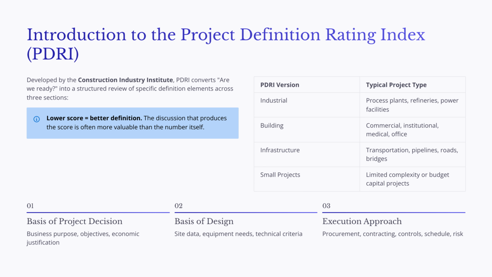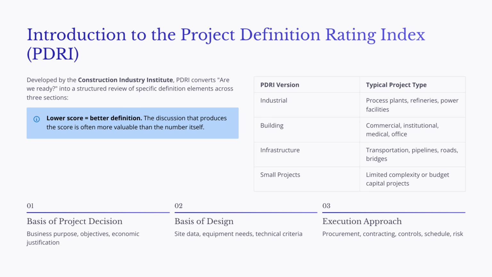There are different PDRI versions for different project types, including industrial projects, building projects, infrastructure projects, and smaller capital projects. This is important because a complete definition package for a process plant is different from one for a university building, a bridge, or a small renovation project. Although the details vary, PDRI generally focuses on three major areas.